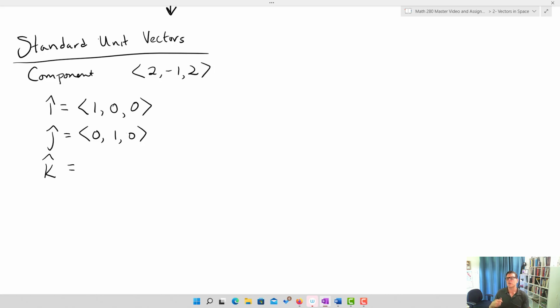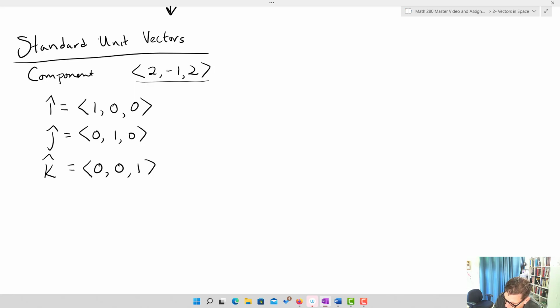If you do a 4-dimensional space or a 5-dimensional space, you're going to need 4 for a 4-dimensional space, 5 for a 5-dimensional, and it makes sense because you're going to have 1 for every single one of these components. If you've got an x, y, z, or a w, x, y, and z, you're going to need 1 for w, 1 for x, 1 for y, and 1 for z. So our k is now going to be 0, 0, 1. It's really quite simple to write our standard unit vector.